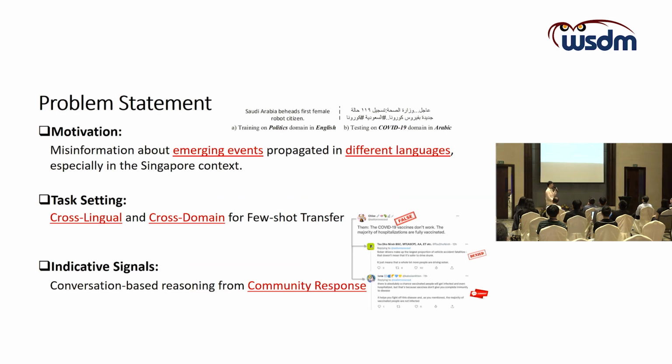As a result of the internet's rapid expansion, social media has become a useful online platform for individuals to share information and express ideas. However, the dissemination of misinformation greatly hinders the truth. With the global COVID-19, interest in misinformation detection on social media has grown dramatically over the past few years. So it is urgent to detect misinformation about emerging events propagated in different languages, particularly in Singapore, such a multilingual city. So based on this, we propose a novel and challenging task setting as cross-lingual and cross-domain for few-shot, even zero-shot transfer.